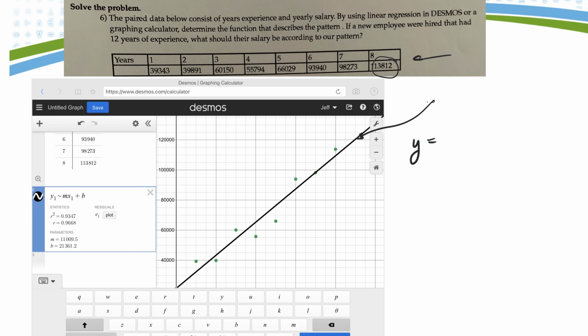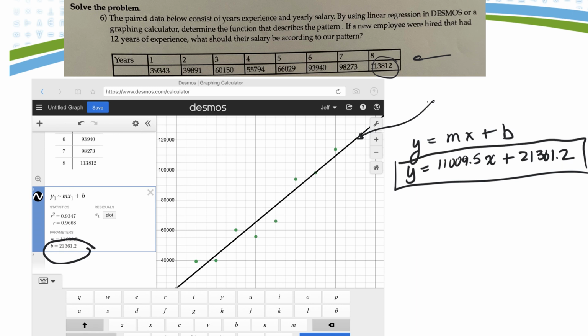y is equal to mx plus b, and the slope is 11,009.5 x plus the y-intercept, 21,361.2. So that equation models that line. So then they ask the question, well, what happens if the person has 12 years? How much money are you going to pay him?